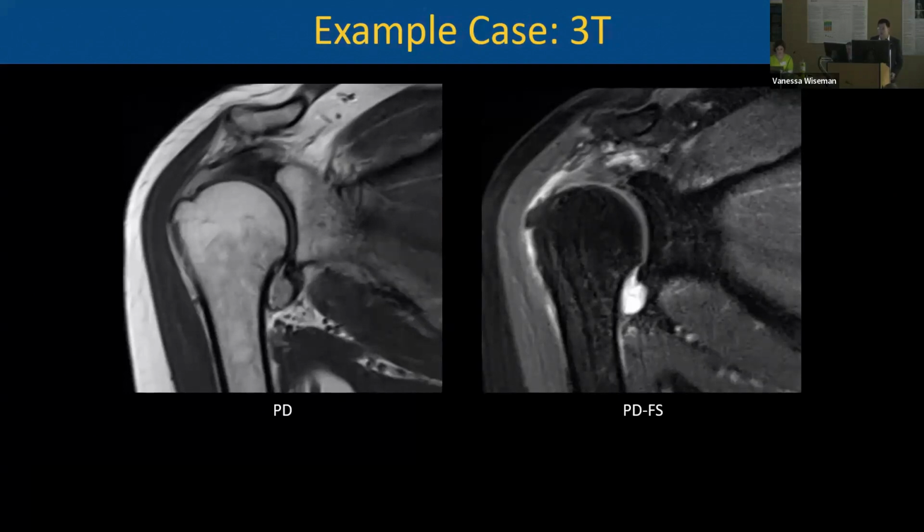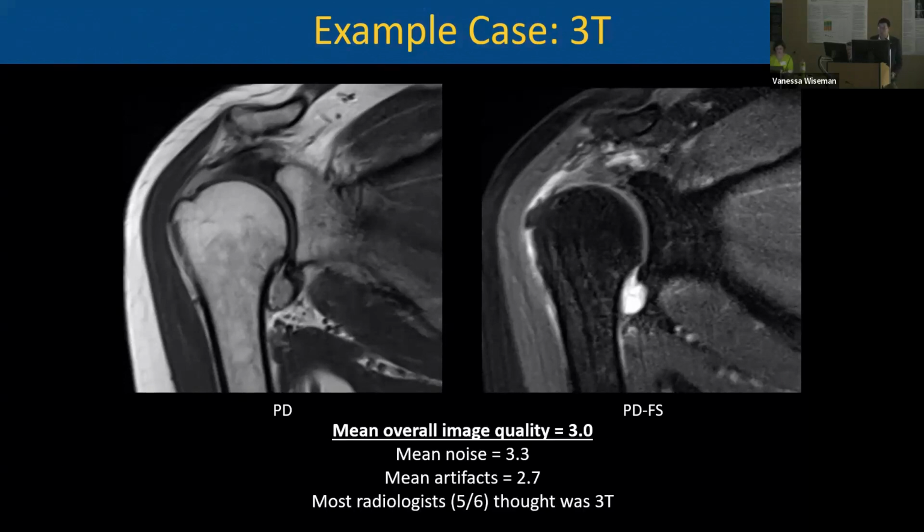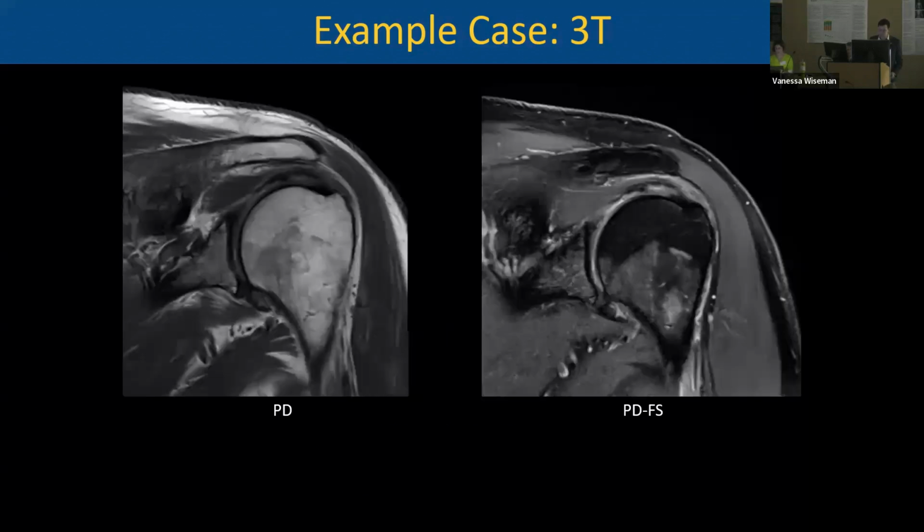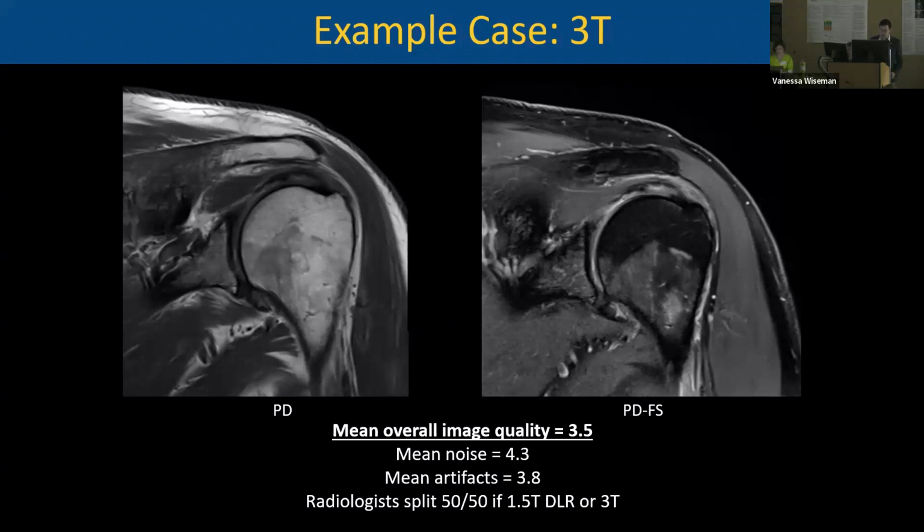Immediately, you can see, it might not be projected the best here, but there is a bit more noise, a bit more artifact. So this was given a mean overall image quality of 3.0, and most of our graders correctly identified this as 3T. And lastly, this case with slightly higher image quality of 3.5, and our graders were split 50-50 on the scanner type.